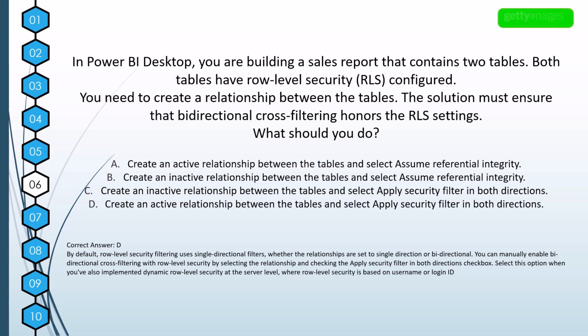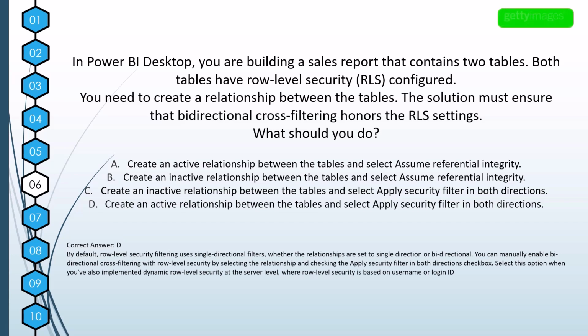A. Create an active relationship between the tables and select Assume Referential Integrity. B. Create an inactive relationship between the tables and select Assume Referential Integrity. C. Create an inactive relationship between the tables and select Apply Security Filter in both directions. D. Create an active relationship between the tables and select Apply Security Filter in both directions.